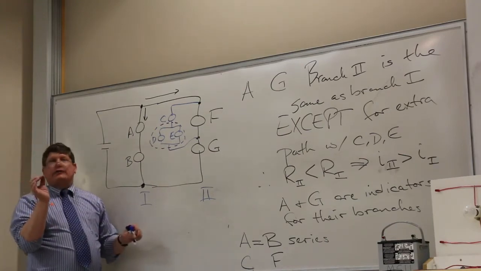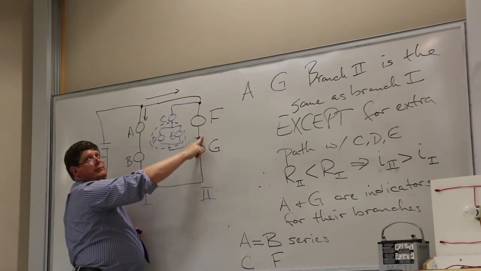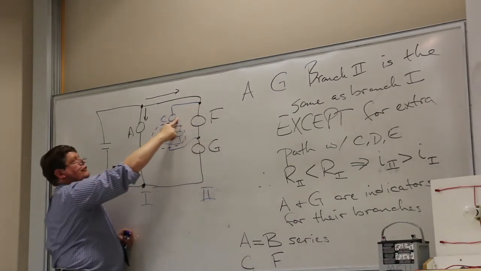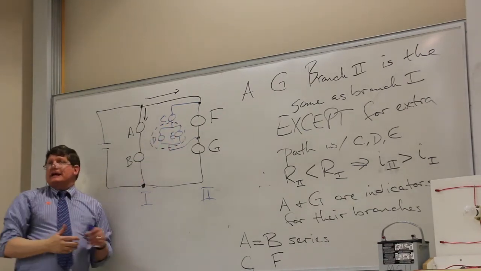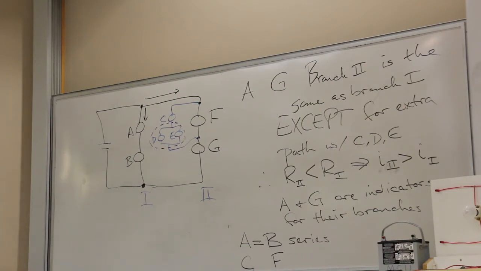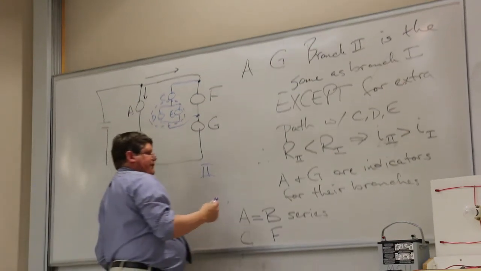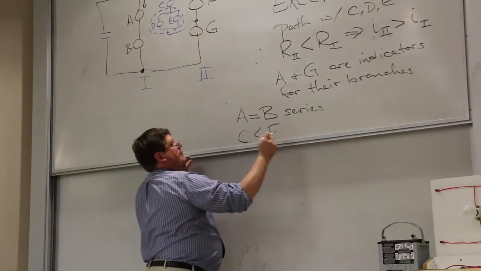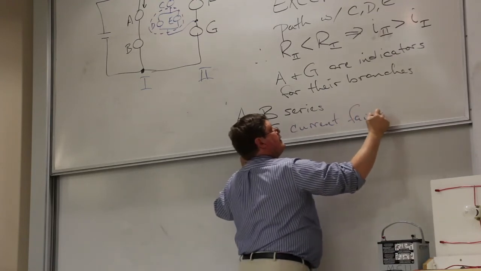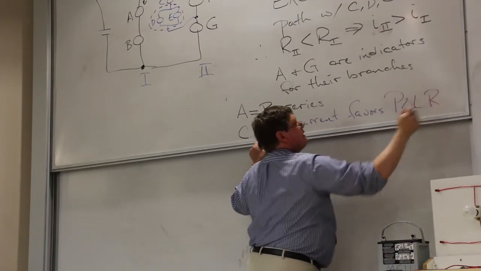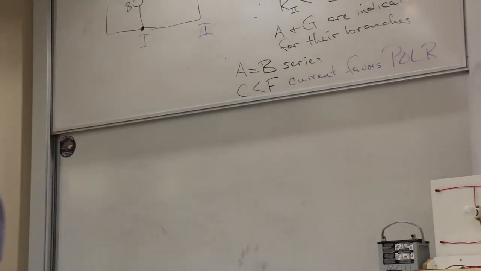If I look at Fred on his journey, Fred can go through one bulb and be back to the mainland. Here, Fred goes through one bulb, not back yet, got to go through something else. It might be an easy something else, but it's still something else. So I would say that F is brighter than C, and my reasoning is current favors the path of least resistance. My students were using that path of least resistance for, I think, a year and a half before I figured out what it meant. I thought I had to do a Santa Claus. But path of least resistance, okay?